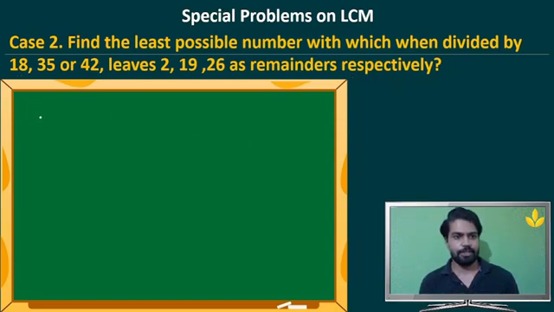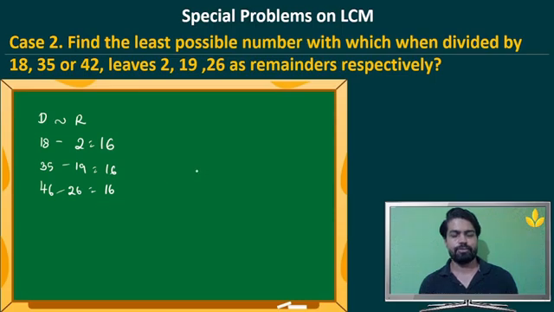This is the divisor and the remainder. There is a common relation. What is the common relation? 18 minus 2 is actually 16. 35 minus 19 is also 16. And 42 minus 26 is also 16.